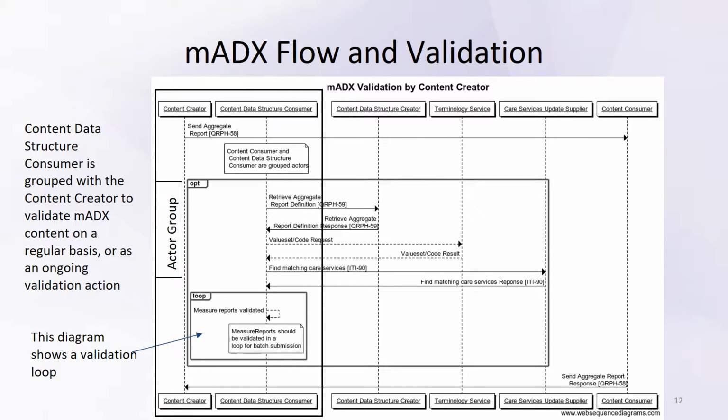This diagram outlines the flow of this use case. As you can see, the content creator and content data structure consumer are grouped together. The content creator submits the aggregate report to the content consumer, the HMIS. The content data structure consumer validates the messages before they're sent.